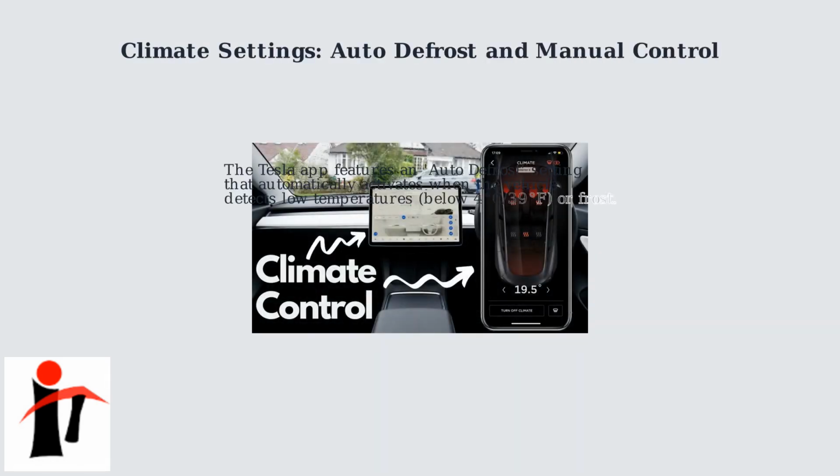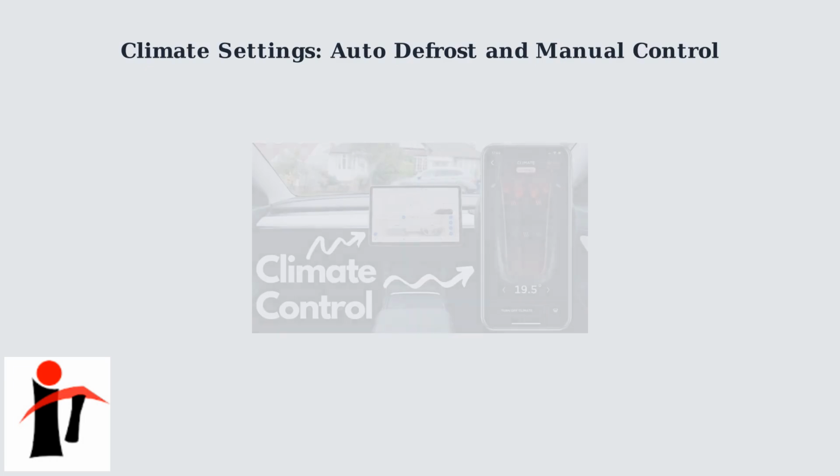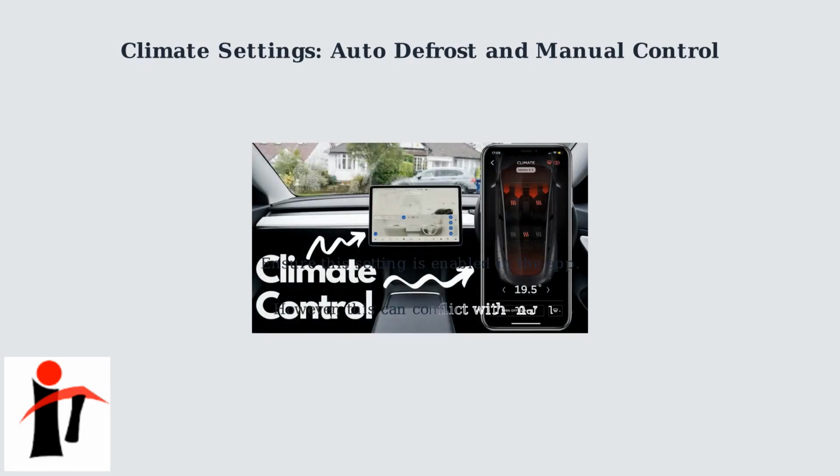The Tesla app features an auto defrost setting that should automatically activate when the vehicle detects low temperatures below 4 degrees Celsius or 39 degrees Fahrenheit, or frost. Ensure this setting is enabled in the app. However, this can sometimes conflict with manual climate control settings. Try toggling auto defrost off and on again to reset the system. Also, make sure your climate control is not set to off or a very low temperature, as this can override the defrost function.